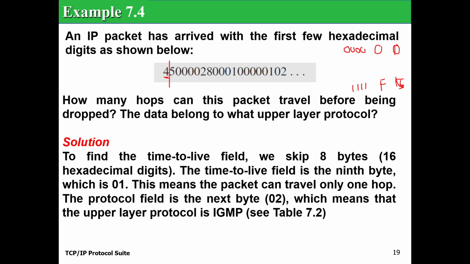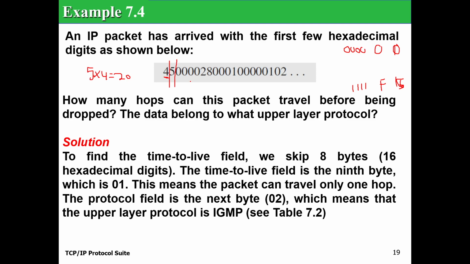So the next 4 bits give you 5. What does this next 4 bits give you? The header length. How much is the header length? 5 times 4, which is equal to 20. Great. All right. So this is the first 8 bits.